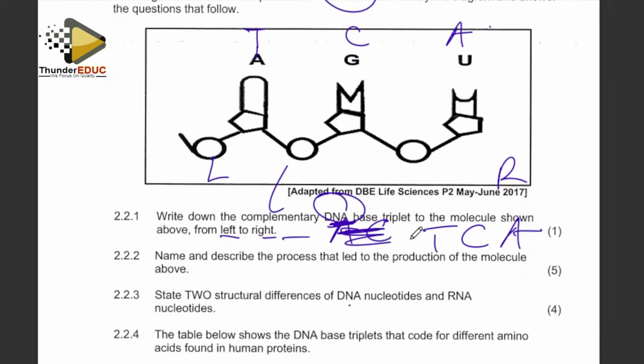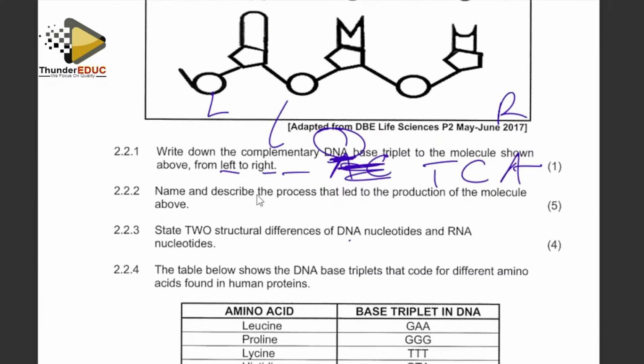They are saying, name and describe the process that led to production of the molecule above. Name it: remember, this is messenger RNA. We say that formation of messenger RNA is called transcription. Therefore, this is transcription. So if that is transcription, what am I supposed to say? Describe the process of transcription.